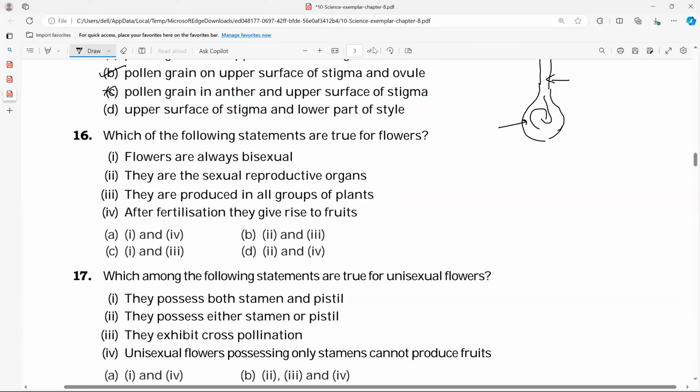Sir, option D, 2 and 4. So 2 and 4. Let's check this question. Which of the following statements are true for flowers? So they are always bisexual? No, there can be male and female flowers separately. They are the sexual reproductive organs. But next, they are produced in all groups of plants. After fertilization, they give rise to fruit. So this one is 100% true, and this one is also true. So second and fourth, option D is correct. Okay. Yes, sir.